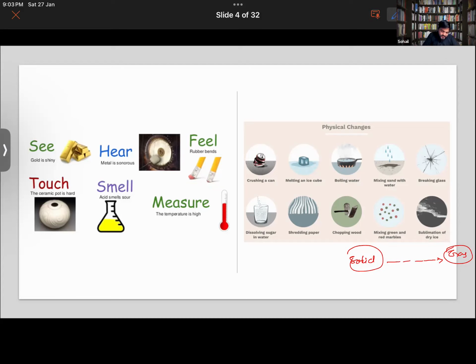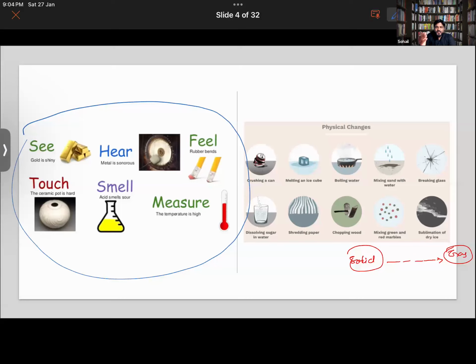Anyways, the first image. Are these things related to physical or chemical changes? What do we understand from this? Sight, a sense of hearing, sense of feeling. So these are neither physical nor chemical changes, right?